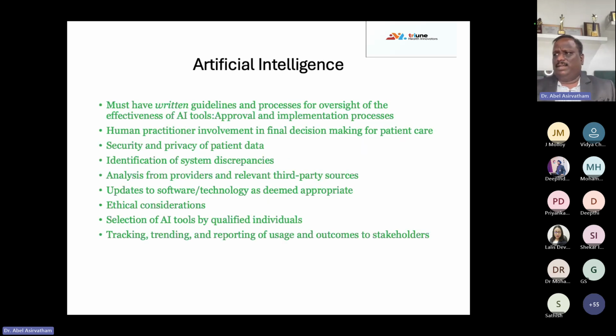Then you must have written guidelines and process for oversight of the effectiveness of AI tools, and an approval and implementation process. Human factors involvement in final decision making is very important. Whatever AI tools we select, finally there must be human involvement in final decision making for patient care. Then security and privacy of patient data, when we select an AI tool, needs to be taken into account. Identification of system discrepancies, analysis from providers and relevant third-party sources, updates to software technology as deemed appropriate, and ethical consideration need to be taken into account. Selection of AI tools by qualified individuals, and tracking, trending and reporting of usage and outcomes to stakeholders.